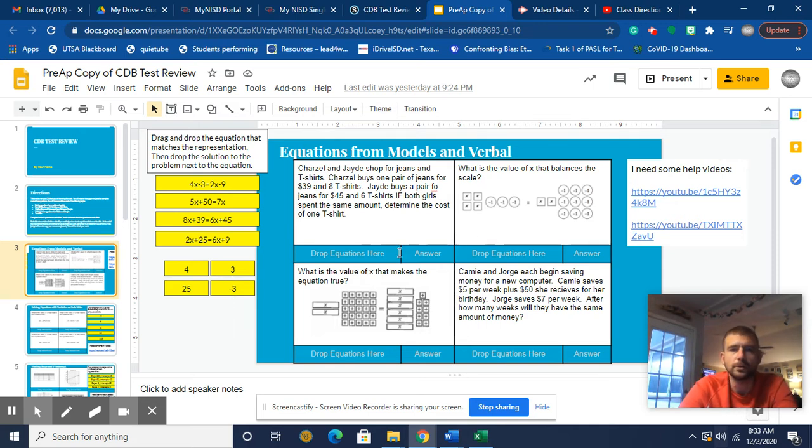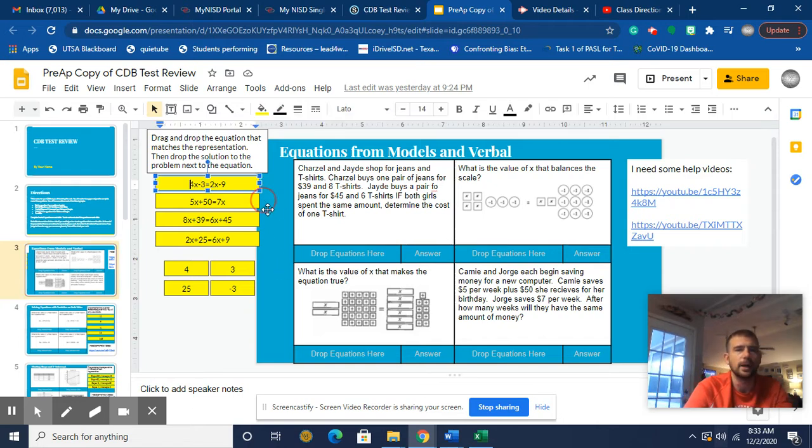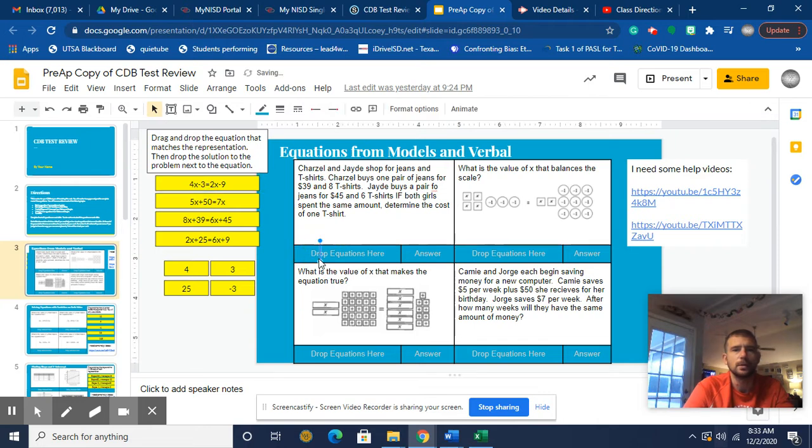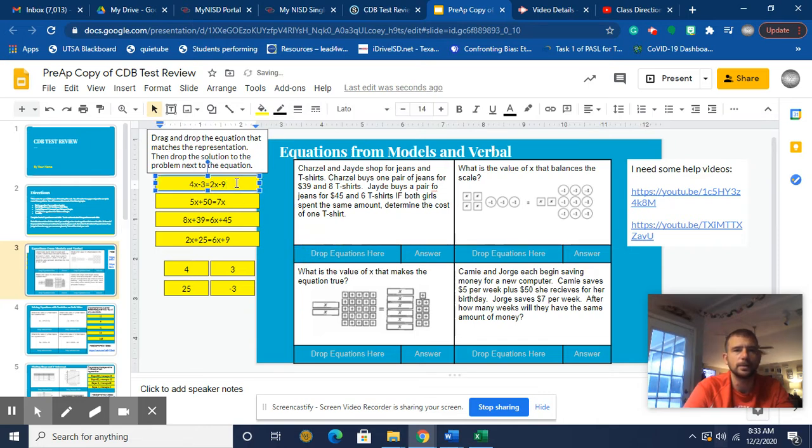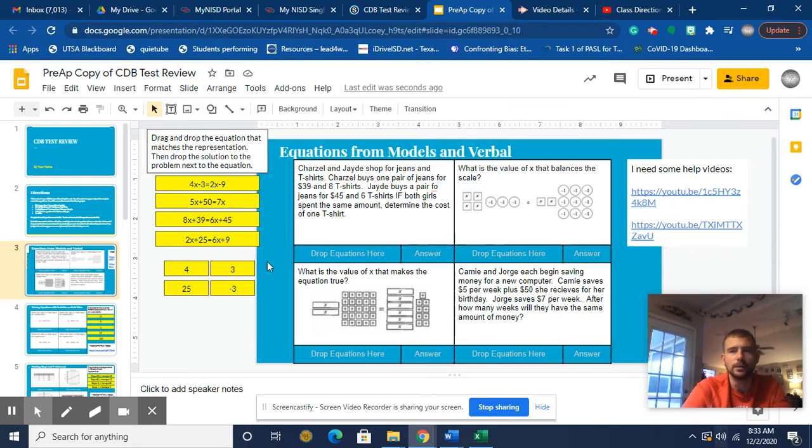Here you have 4 solutions for 4 problems. So you need to read or examine the scenario, and then you need to match the equation to the scenario. So for example, let's say that this one I thought went here. So I would grab it, and I would drag it and drop it there. All right, so drop equations here, and then I would solve it. Again, if you're not sure how to solve these, go to the YouTube video.